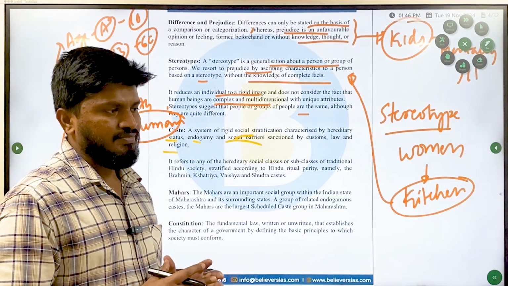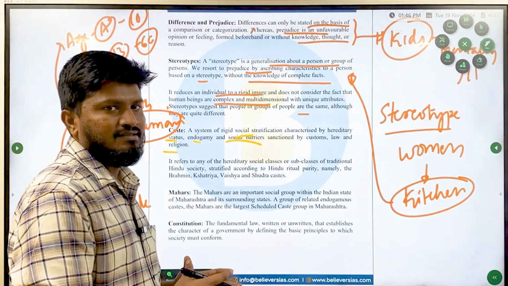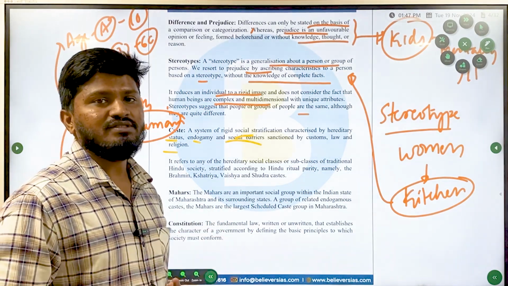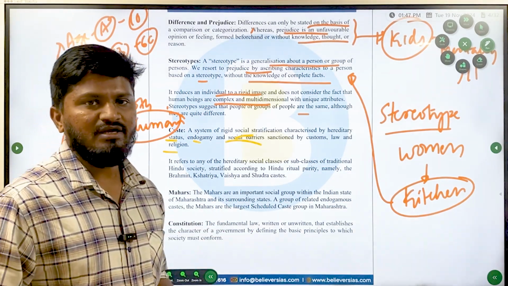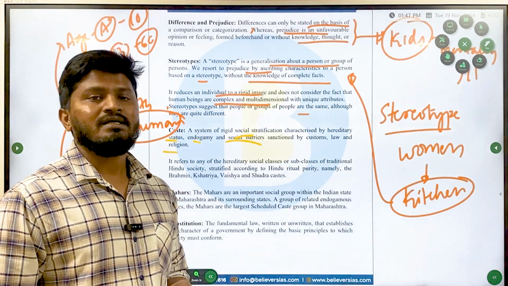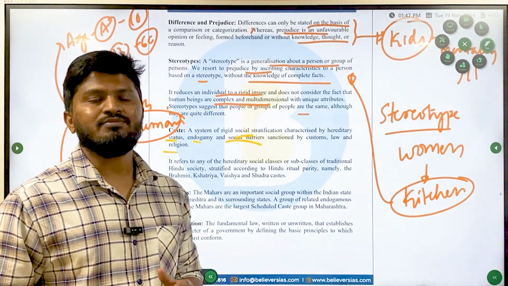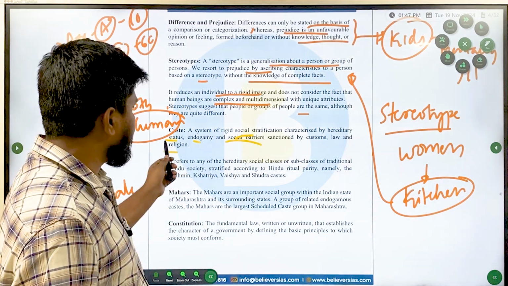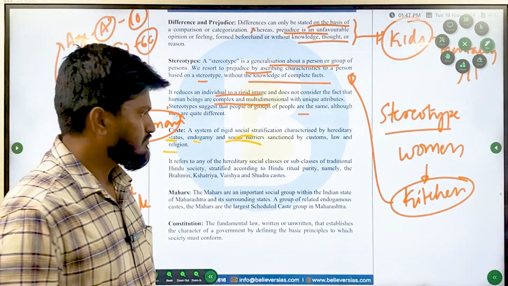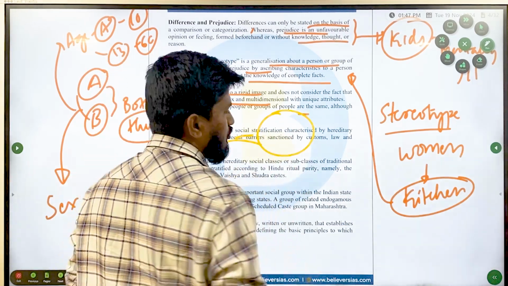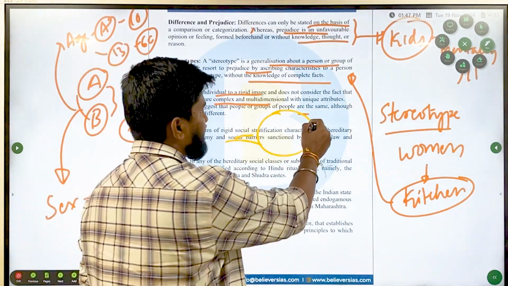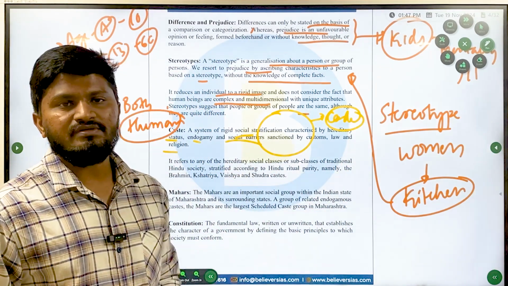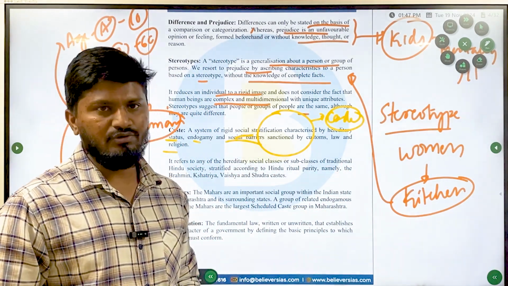If an individual is born in a particular caste, he is believed to belong to that caste. There is no choice for that individual. He cannot claim that he does not belong to that particular caste, because by birth he is ascribed to a particular caste. And it is characterized by hereditary status and endogamy. What is endogamy? Marrying within a particular group. Here the group is caste. In caste, individuals are forced to marry within that particular caste only. That is called caste endogamy.